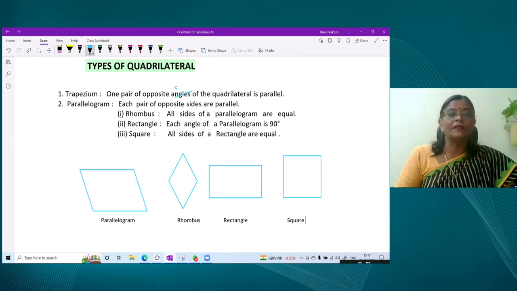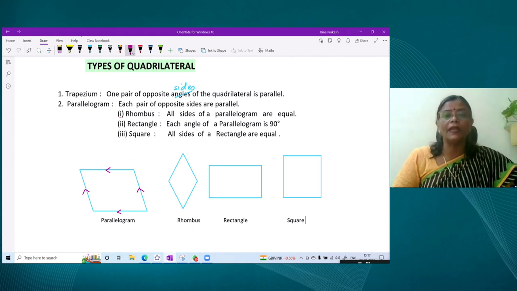The opposite sides of a quadrilateral are parallel. Now here look, in this parallelogram, this side is parallel to this side as well as this is parallel to this. So this is the situation for a parallelogram. Now we have different types of quadrilaterals. First one we will take up is the rhombus. A rhombus is when all sides are equal. That is, in any parallelogram, if all sides are equal, then this is known as a rhombus.